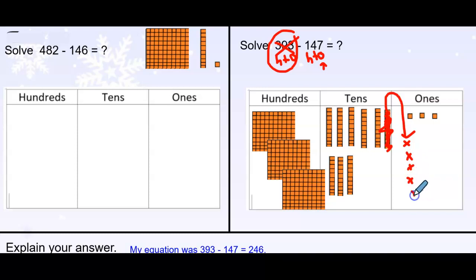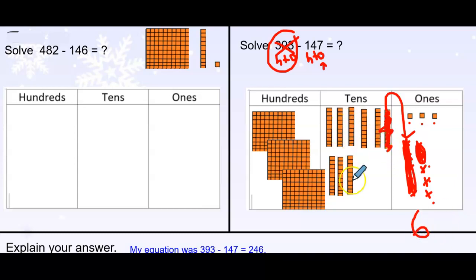3, 4, 5, 6, 7, 8, 9, 10. Now, do we have enough ones to subtract 7? Yes, we do. Let's scratch them off. 1, 2, 3, 4, 5, 6, 7. Can you help me count to see how many ones we have left? 1, 2, 3, 4, 5, 6. We have 6 ones left.